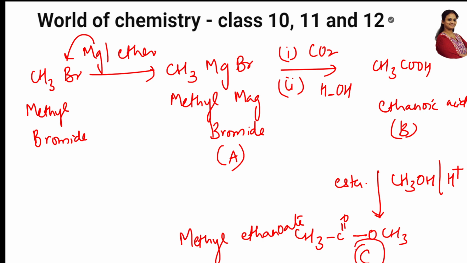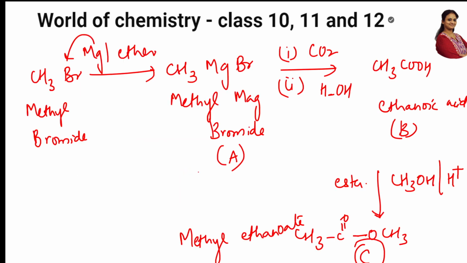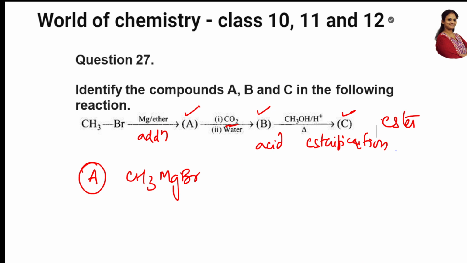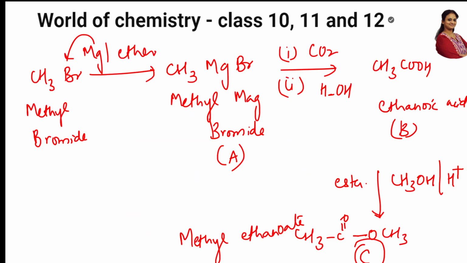Got it? So they asked me what A is, students. You have to write it in the end. A is CH3MgBr. Write the complete name, how I did here. Please write the complete name there: methyl magnesium bromide. B is ethanoic acid. What is C? C is methyl ethanoate. So they'll give you full marks. Next question.